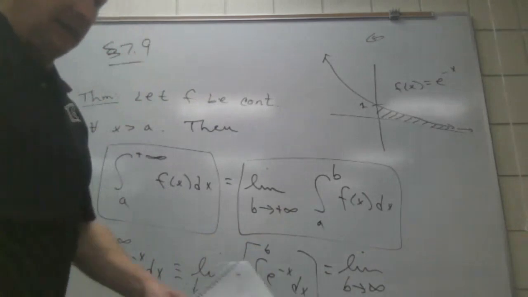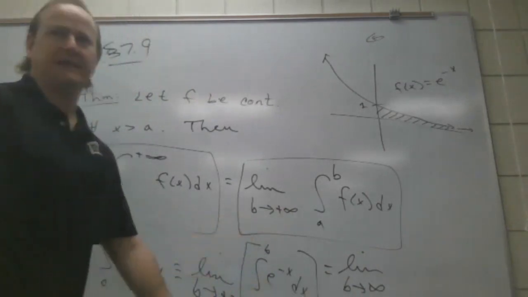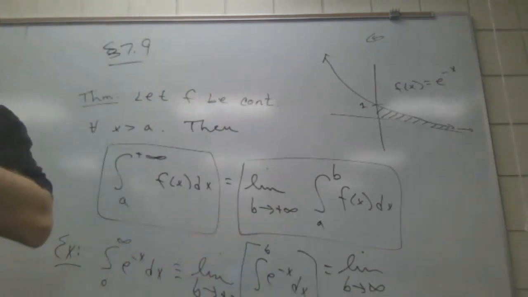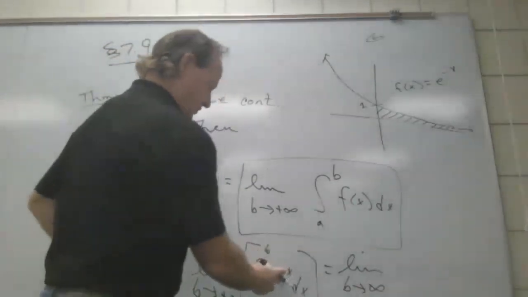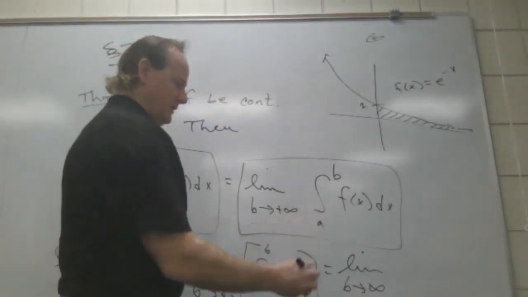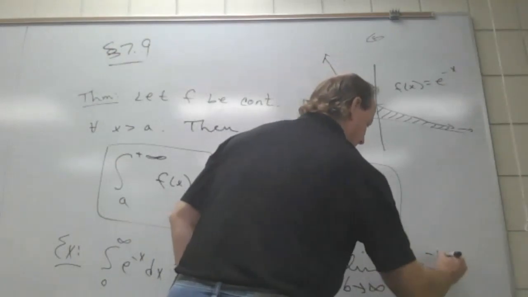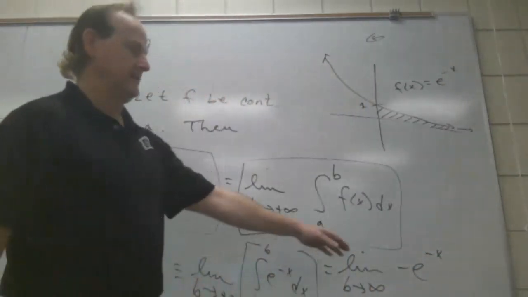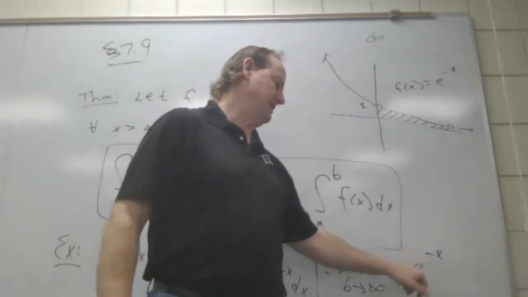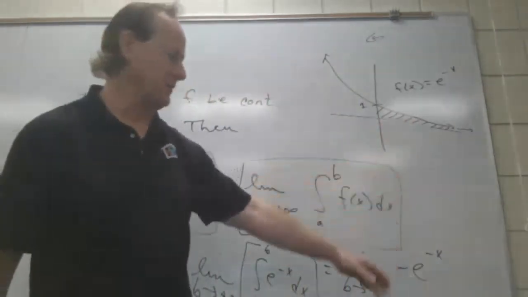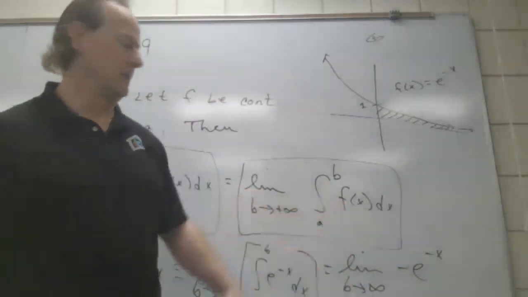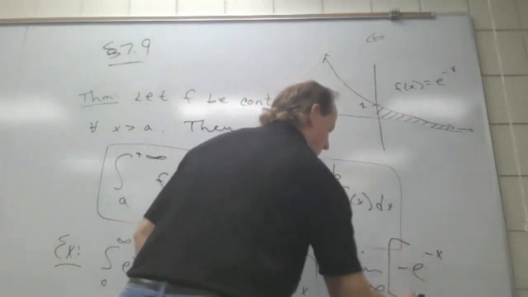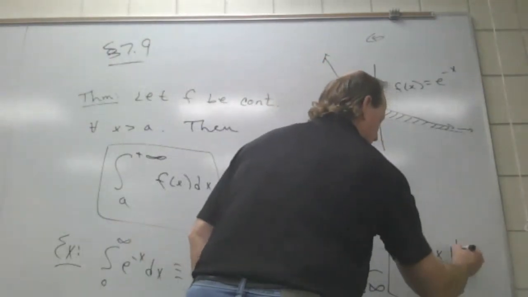So what's the derivative of e to the minus x? The derivative of e to the x is e to the x. But then with the chain rule, you have to take the derivative of the exponent. So this would be minus e to the minus x, right? Because if I take the derivative of e to the minus x, it's e to the minus x times the derivative of the exponent, which is minus 1. I don't have the minus 1 here, so I put it here. Everybody good with that? I haven't taken the limit yet, but I am going to evaluate this from 0 to b.